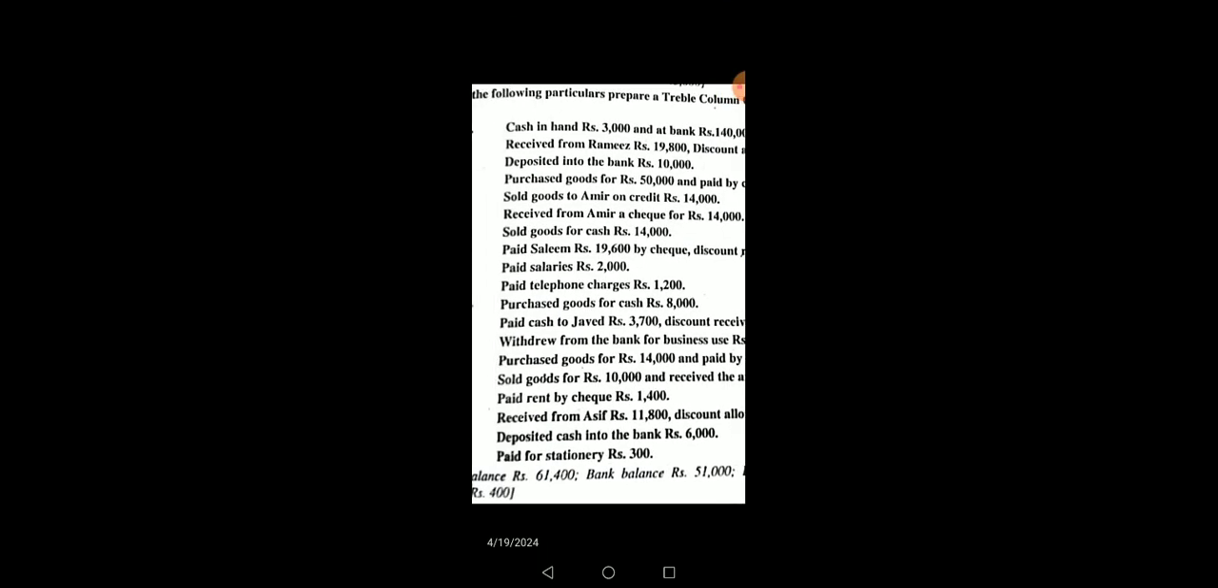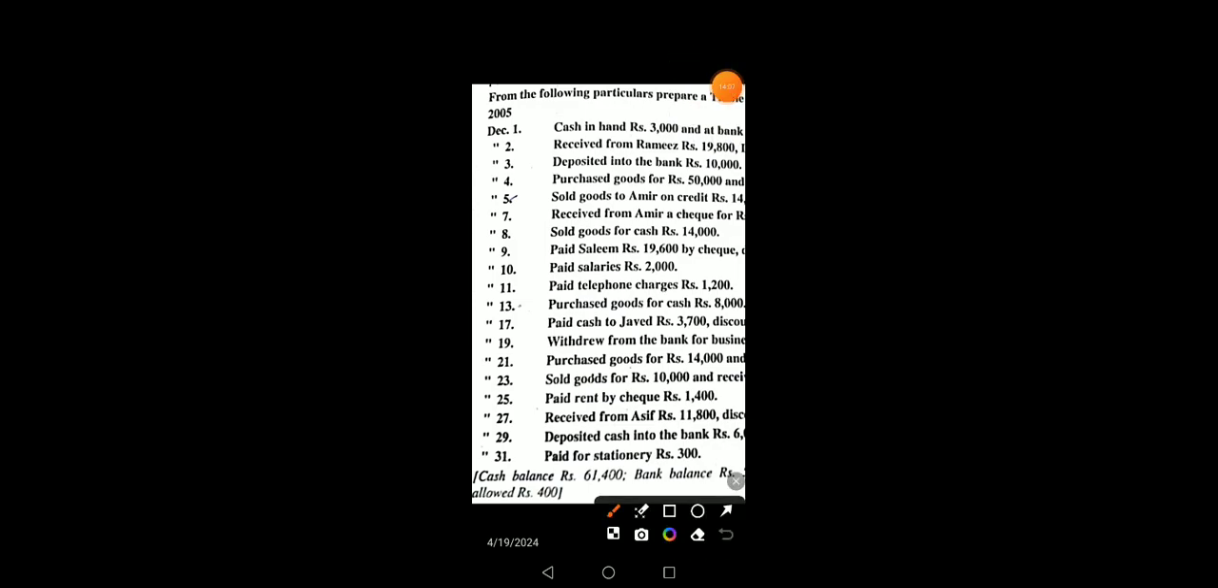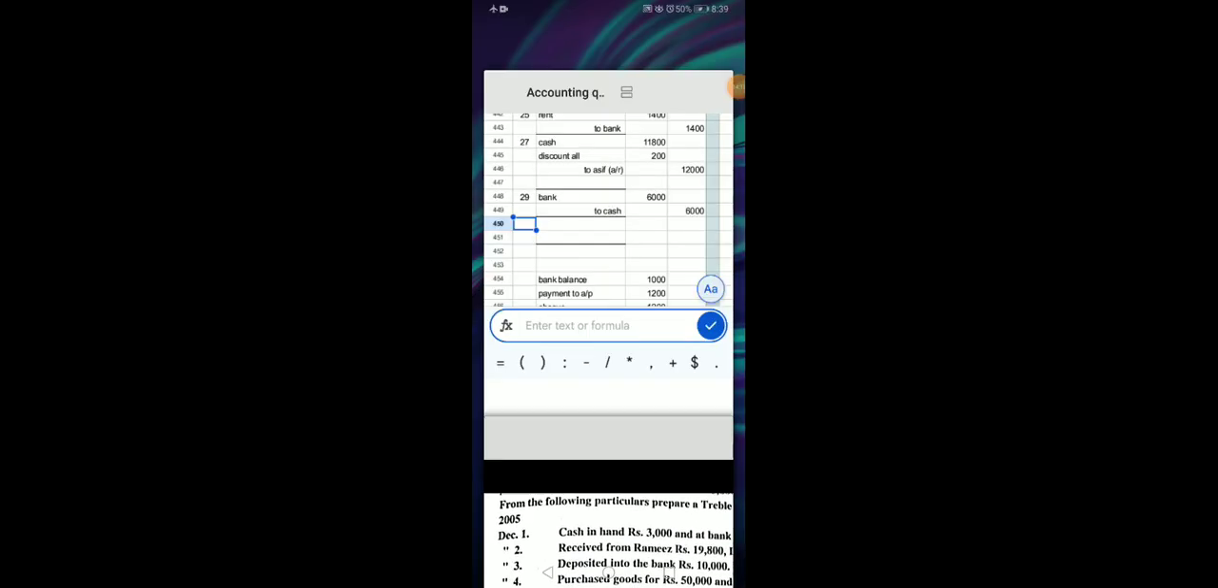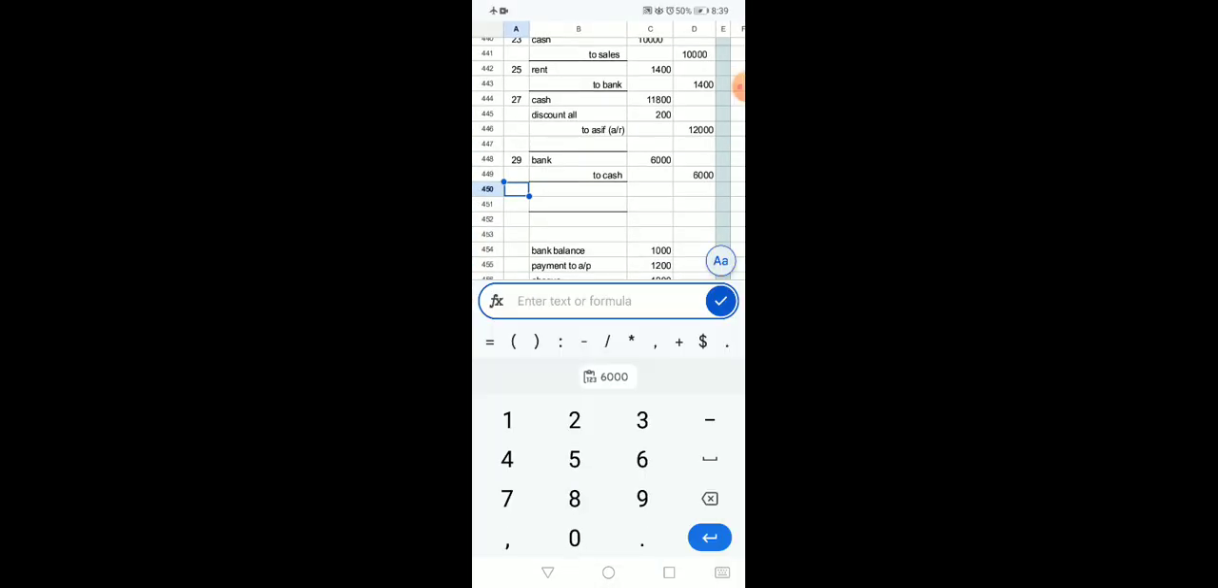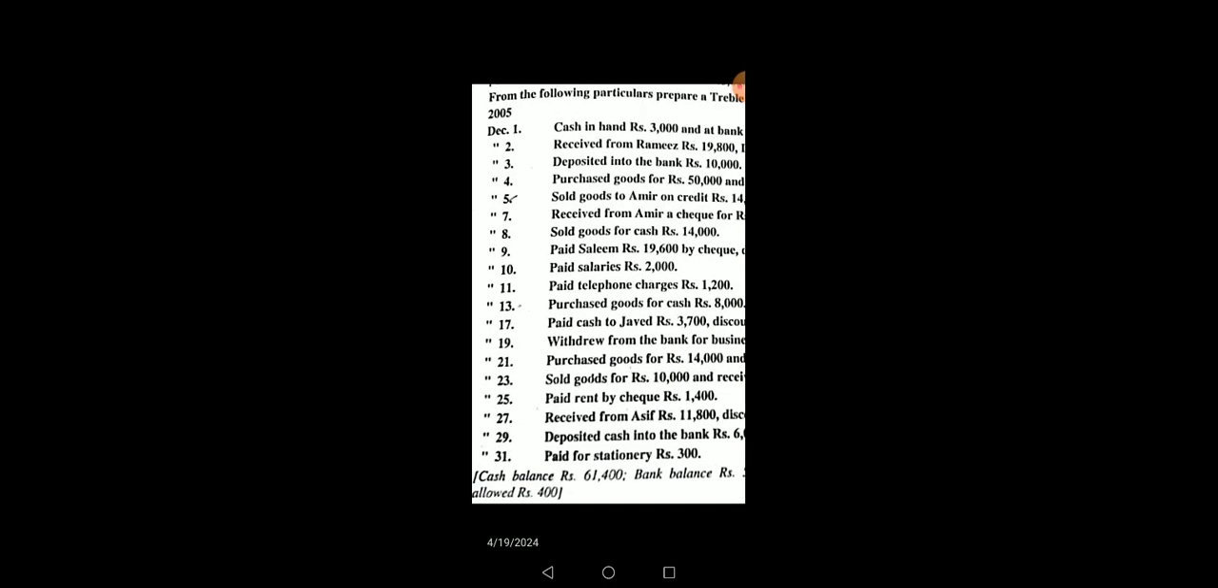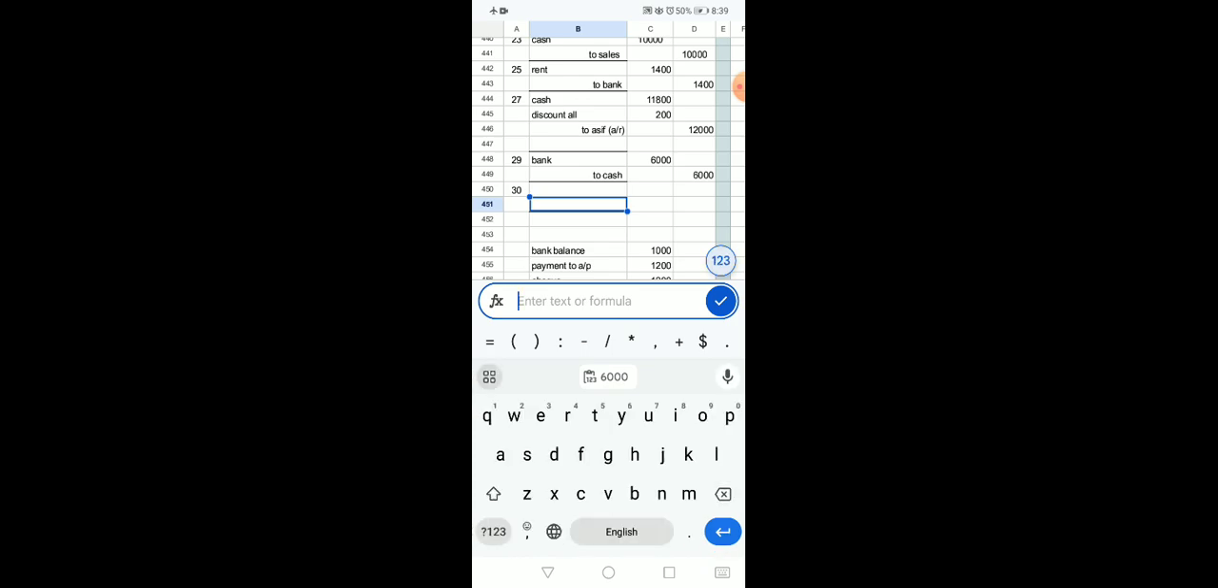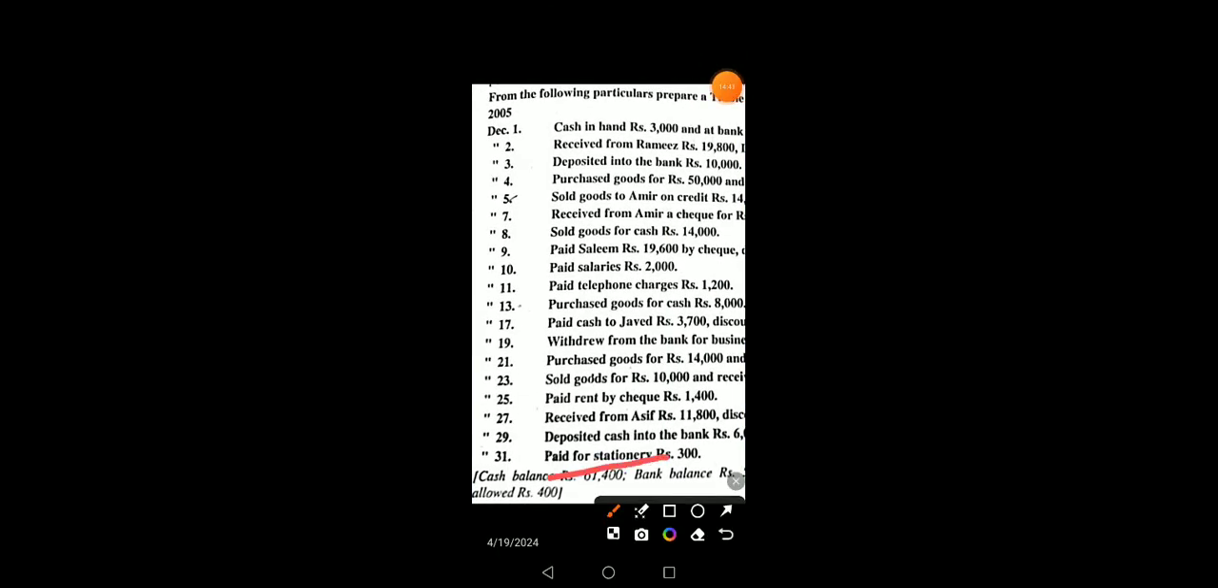Let's see what is next after 29. We have 31. Paid for stationery 300. Again, you are paying. When you pay, it means cash in hand is decreasing. First we should have written the date, and that's what we have done. Okay, entry was paid stationery for rupees 300. When you are paying, it means cash is going out, cash in hand is decreasing. Decrease in cash means decrease in asset. Decrease in asset should be credited. So you will mention name of cash over here. And for what you have paid the cash, that is stationery expense.